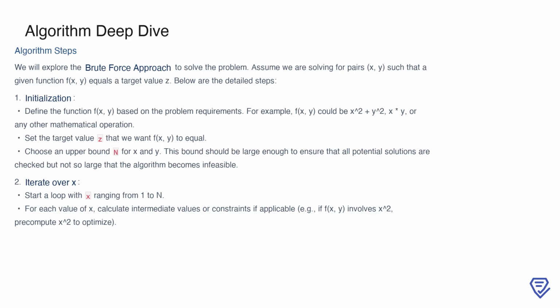The first step is initialization. Here, we define the function f(x, y) based on the specific problem requirements. For example, it might involve operations like x squared plus y squared or x multiplied by y. We also decide on a target value z, which is the value we want the function f(x, y) to equal. Additionally, we set an upper bound, n, for the values of x and y. This bound is crucial because it ensures our search is exhaustive yet computationally feasible. With these elements in place, we can begin iterating over the values of x.